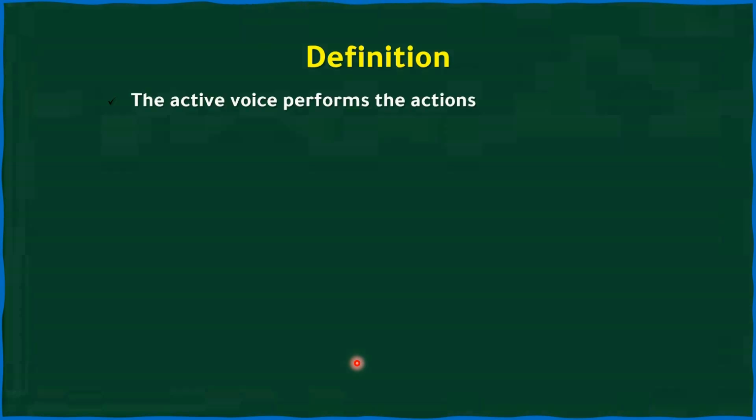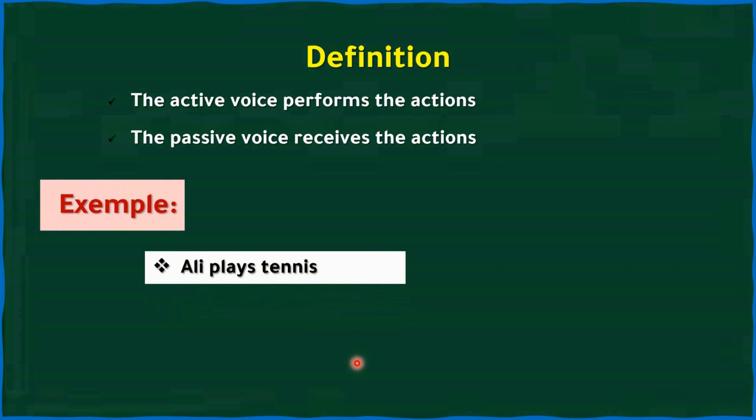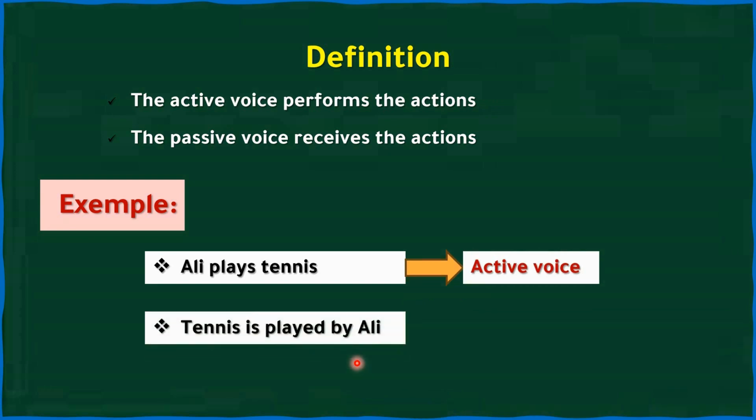The active voice simply performs the action or does the action, whereas the passive voice receives the action. For example, Ali plays tennis. This is the active voice. And in the passive voice we say, tennis is played by Ali. We will explain this example later on.